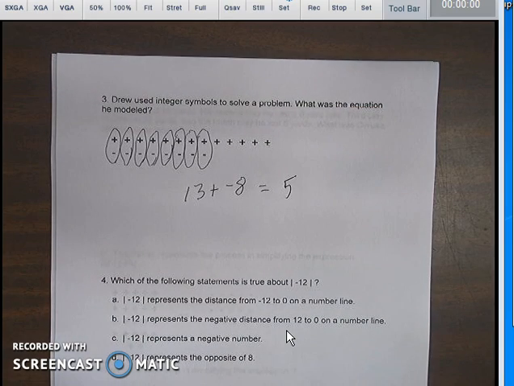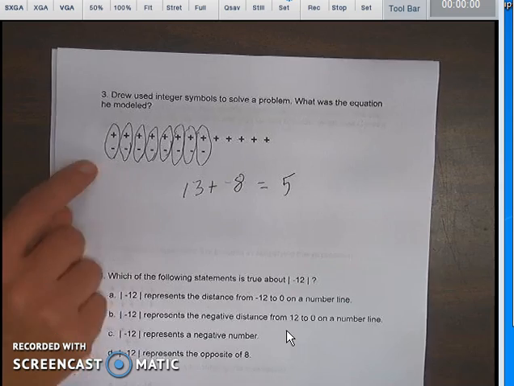Now, if you hadn't had the model and you just had 13 plus negative 8, couldn't you have just done same sign add, different sign subtract? What is 13 minus 8? 5. What did you have more of? Positive, so you have positive 5.